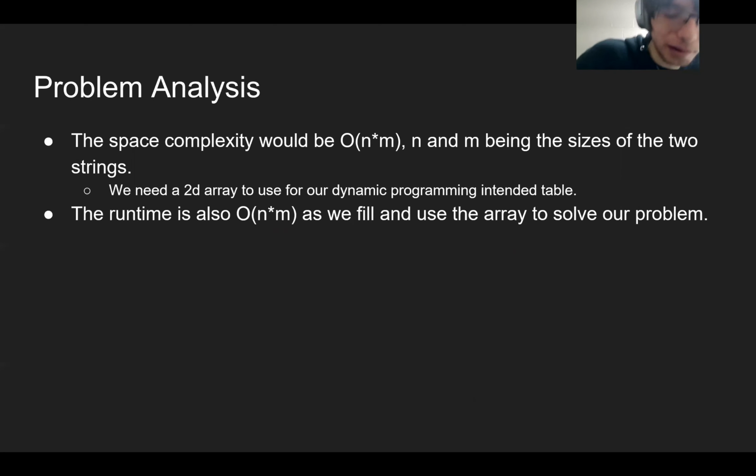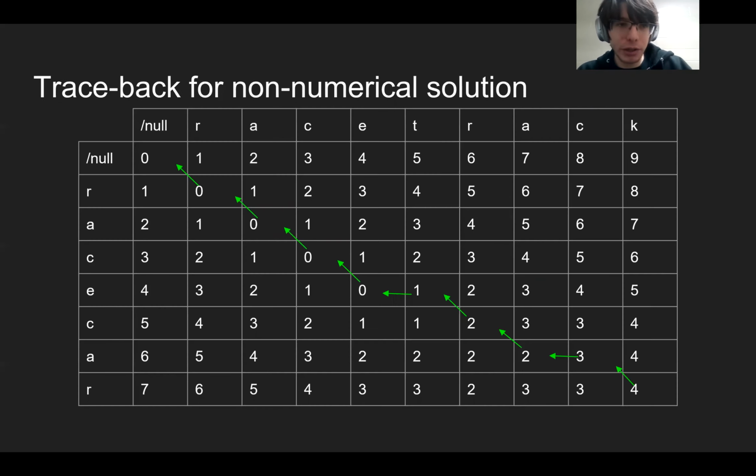So let's analyze this problem. So space complexity is just n times m. And the reason why it's n times m is because n and m are the size of the two strings. And this is space complexity, right? And clearly the amount of space we had to use was n rows and m columns.